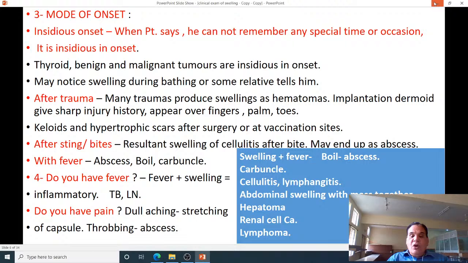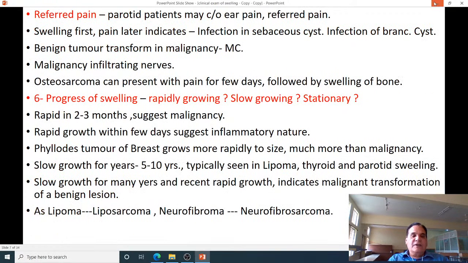Hepatoma, renal cell carcinoma. In fact, I told you last time, renal carcinoma in 20% cases presents as a PUO, that is pyrexia of unknown origin. And in old age, you must think of a renal cell carcinoma because there will be only the presentation of PUO. Okay, so we are going stage by stage nearer to the diagnosis.